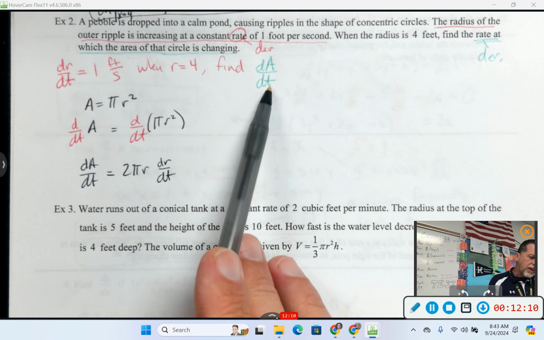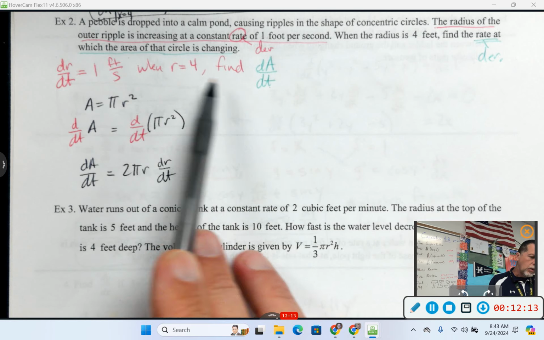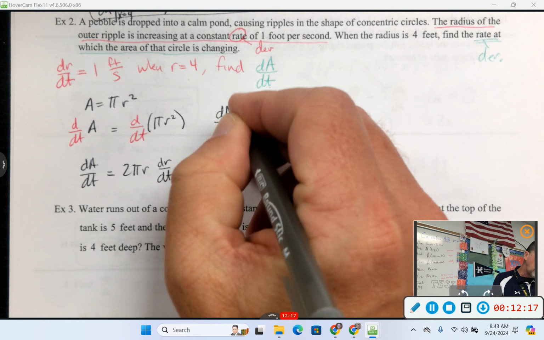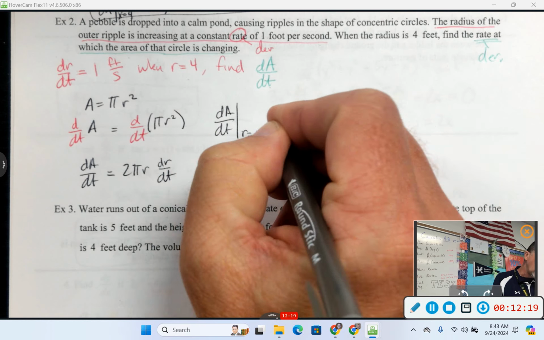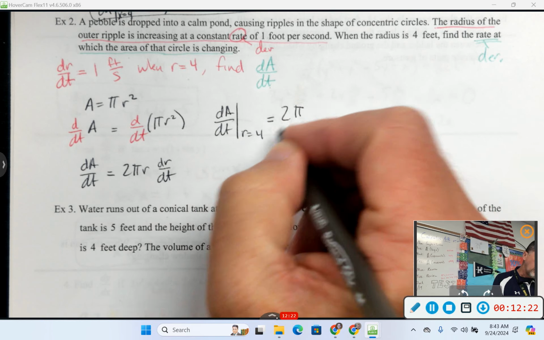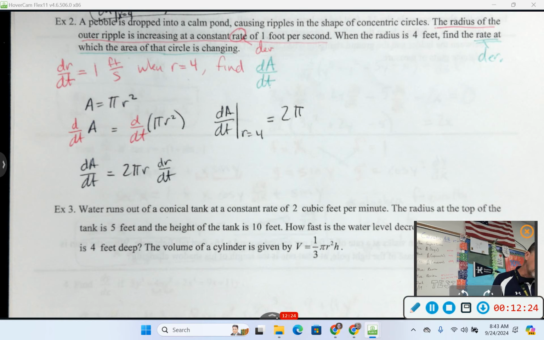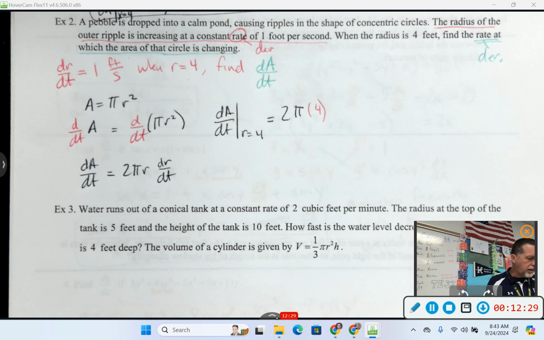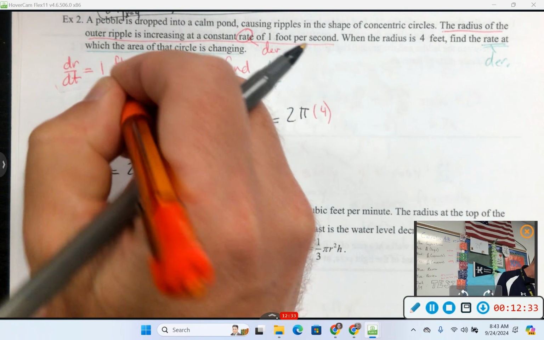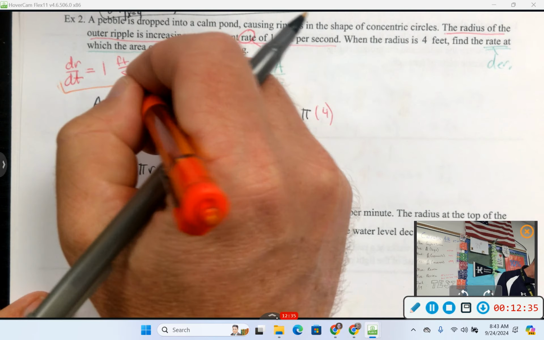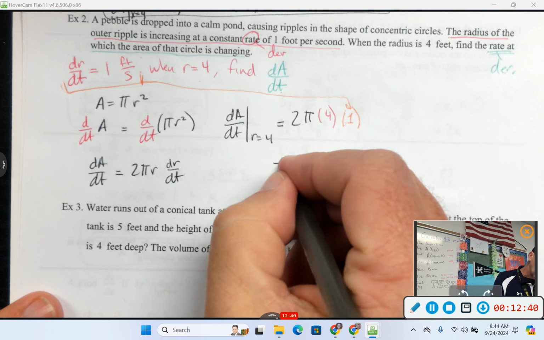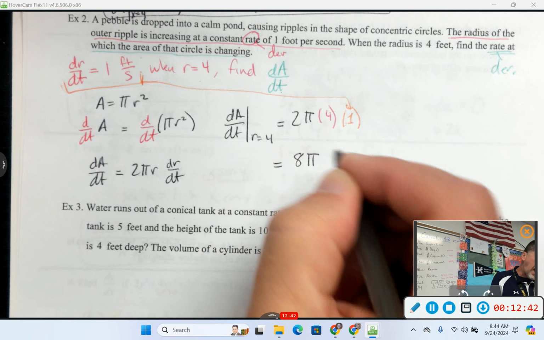Okay, so I want to find dA dt when r is 4. dA dt when r equals 4. When r is 4, well, 4 will go in for r. And the dr dt, we said, was 1. So that would be 8 pi.